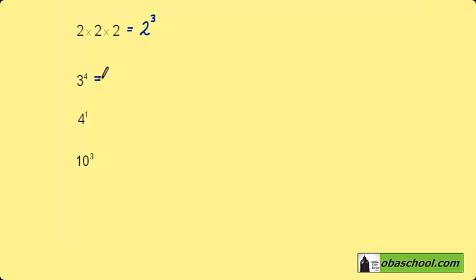So following the same rule, 3 to the power 4 would be 3 times 3 times 3 times 3, with 4 3's in a row. We could calculate this and find that it's 81. 4 to the power 1 is just 4.